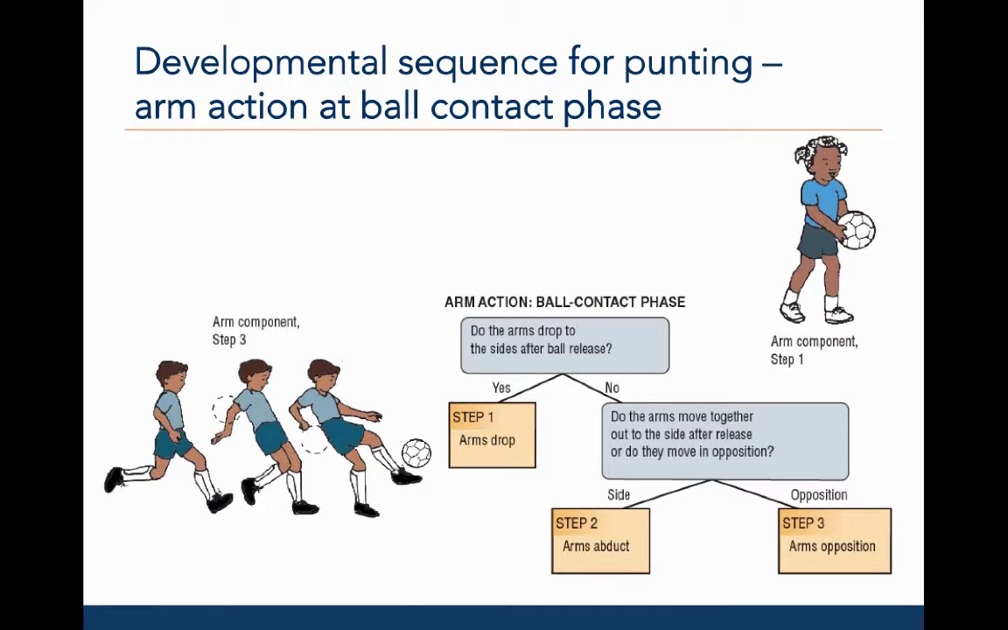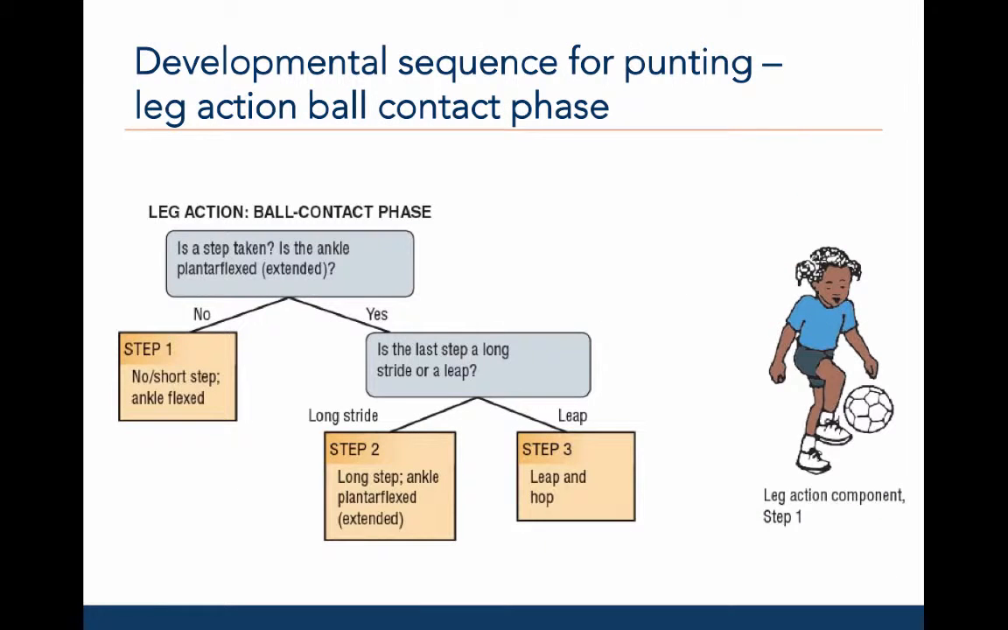When the person takes a step with the left foot, the right arm moves. When the person tries to kick with the right foot, the left arm moves. The observational plan for the leg action at ball contact has 3 developmental steps.